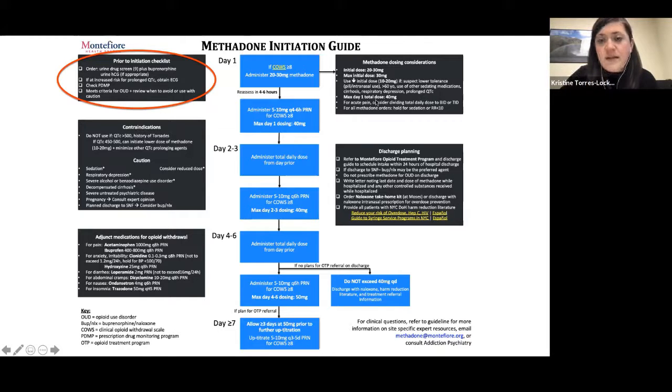And then the other important thing to know about methadone is the most you can ever give for a total dose on day 1 of an initiation is 40 milligrams. So you can give a first initial dose of 30, but you can never go more than 40 for the first day.